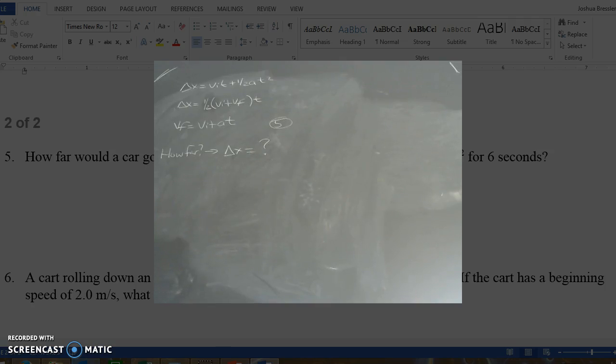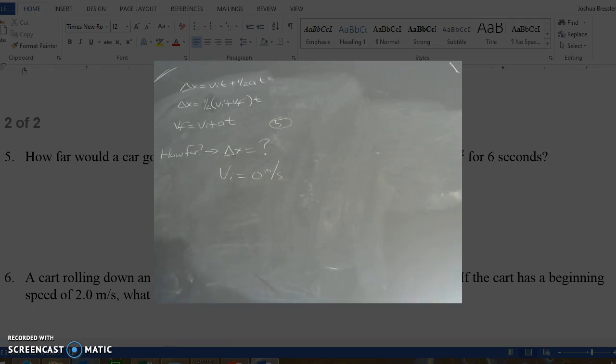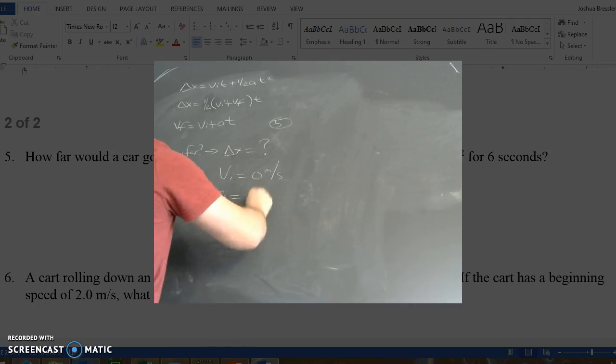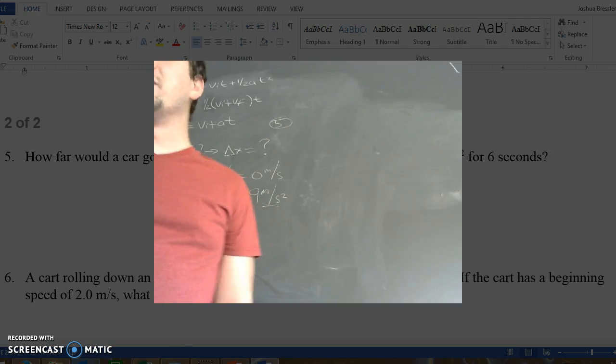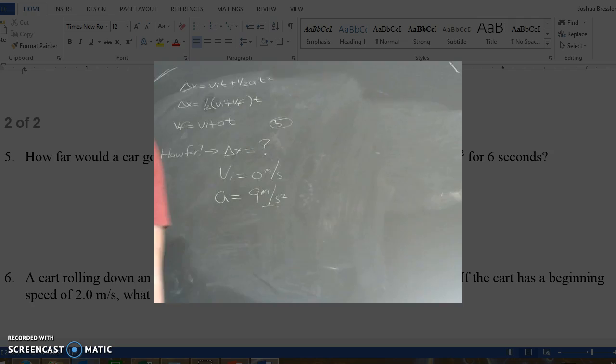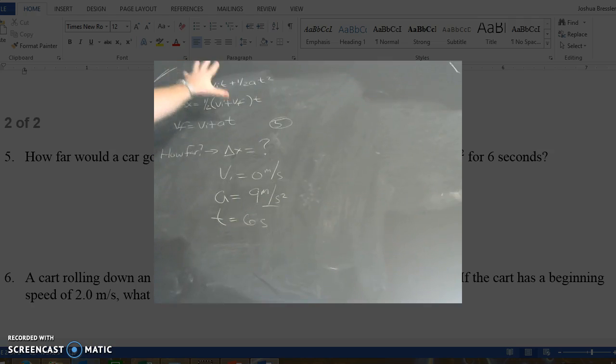All right, from there it tells us the car started from rest. So once again, we should understand our VI is 0, because if it starts at rest, it means that it's not moving at the beginning of the problem, which means VI is 0. And it accelerates at a rate of 9 meters per second squared, so it tells us what the A is, 9 meters per second squared. That unit there indicates once again that it is an acceleration. And then it tells us that it does so over the course of 6 seconds.